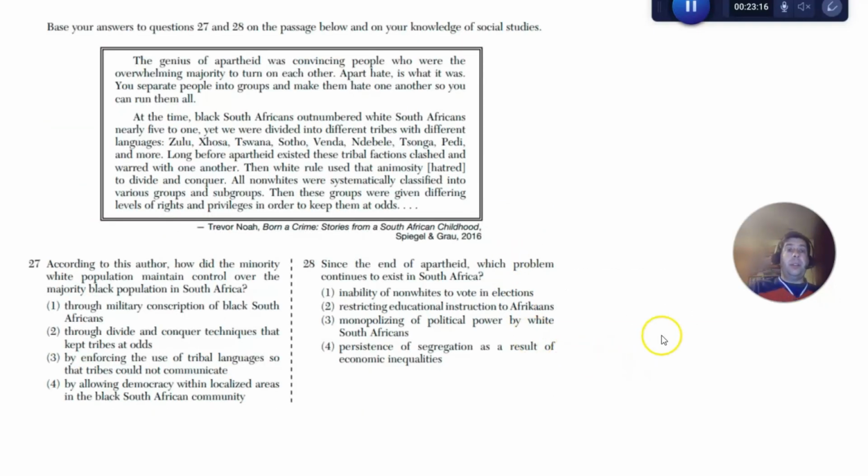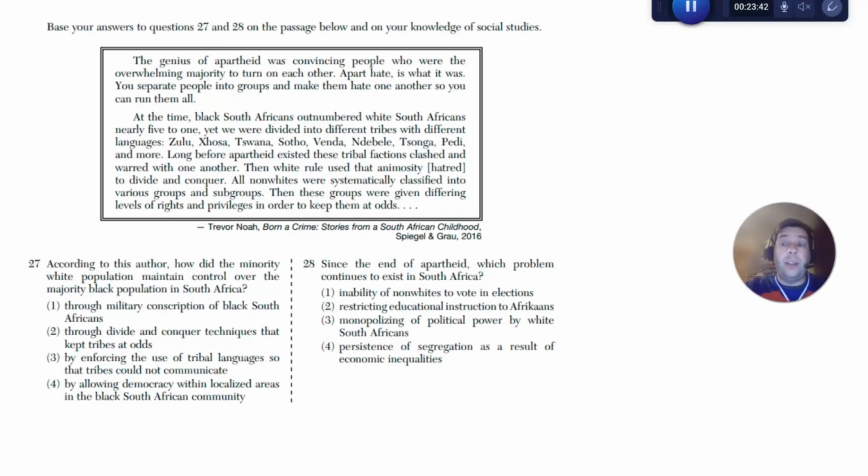So let's do this. Trevor Noah, Born a Crime, Stories from his South African Childhood. So here's the deal. There is a lot of history and culture in South Africa, but this is about getting ready for your Regents exam. If there's a question about South Africa, the country, on your Regents exam, the odds are decent, like pretty good, it has something to do with apartheid.